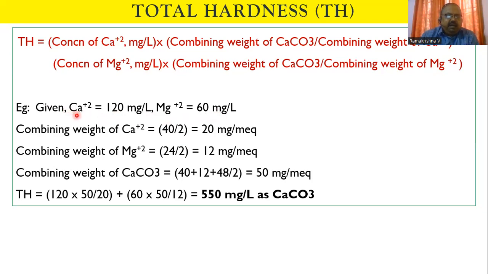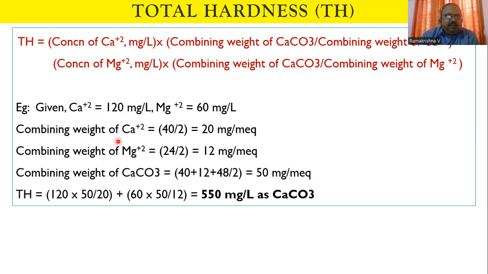In the laboratory, we can find out the concentration of calcium and magnesium separately from the total hardness. The calcium can be easily identified by titration with EDTA. And once we know the total hardness and calcium hardness, we can easily calculate the magnesium hardness.